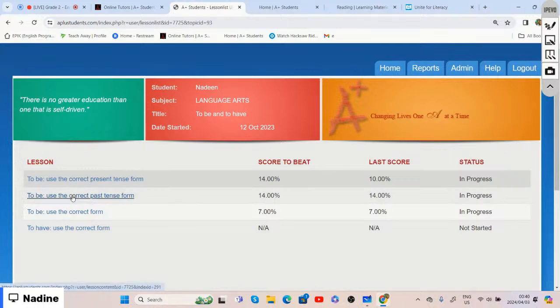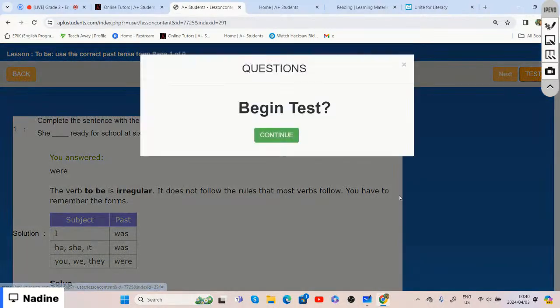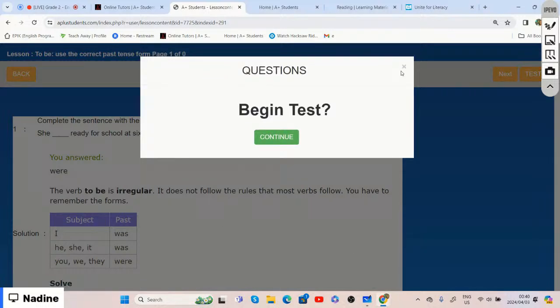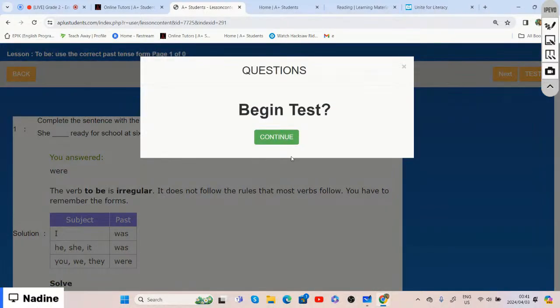So now we're going to use the correct past tense form of the verb. We're going to use either was or were. We're either going to use was, with I, he, she, or it, or were, for more than one person, which is either you, we, or they.